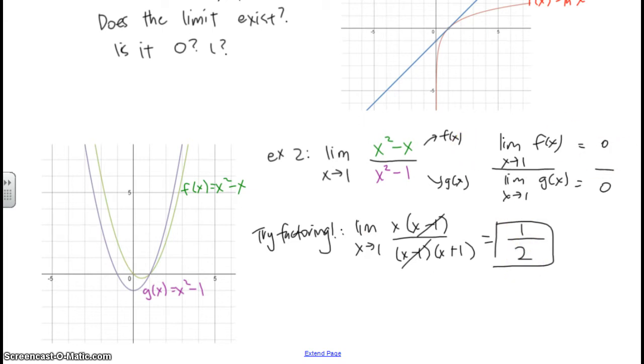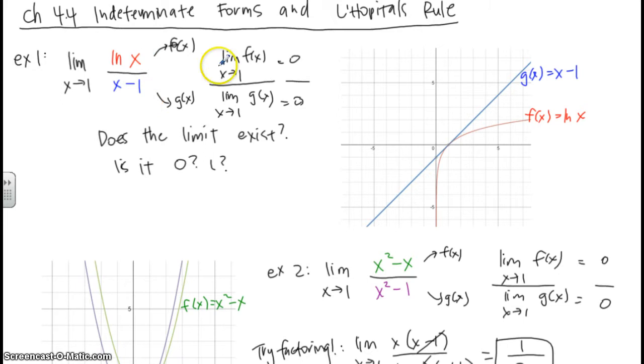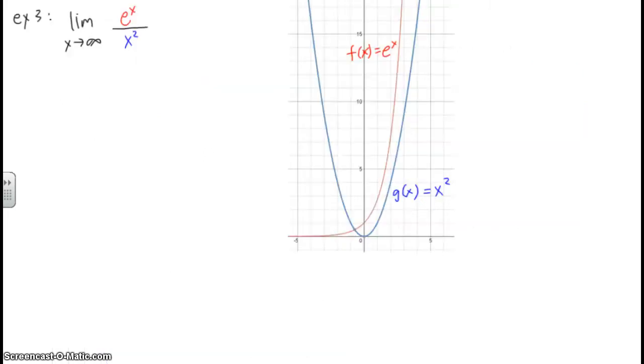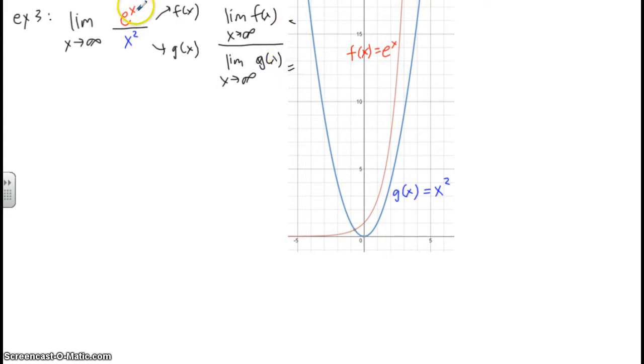Okay, so how do I determine the limit for functions like this? Well, moving on to the next example. We'll come back to that. Now, the limit as x approaches infinity is another one, where if I call this f of x and I call this g of x, I have the limit of f of x as x approaches infinity over the limit as x approaches infinity of g of x. If I take the limits separately, as x gets really, really big, this red function goes up to positive infinity. The blue function on the bottom also goes up to positive infinity.